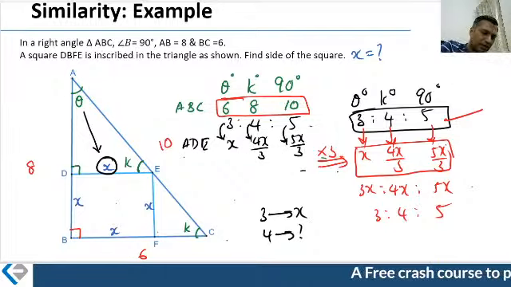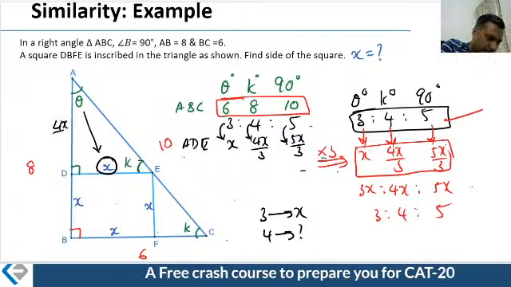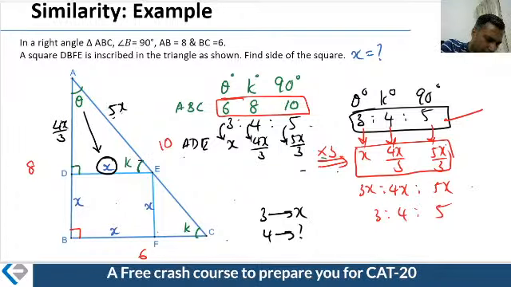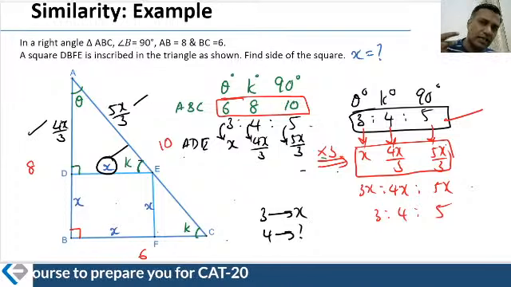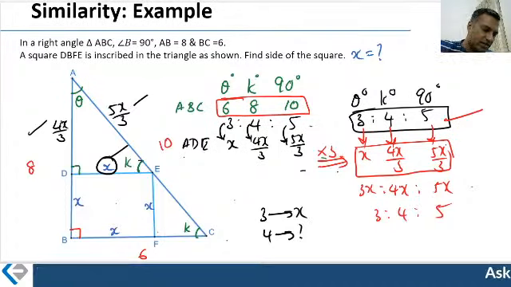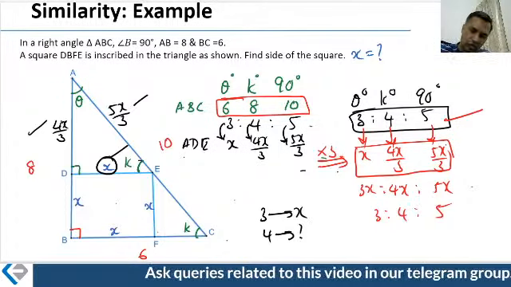Now, what is it I'm trying to say? This is 4x by 3. This is 5x by 3. If I were to represent this, it means I know one angle, I know one side called x. I can write the other sides also in terms of x. That's my point. Why? Because I understand the similarity. Because we understand the similarity, you know one, you can write the other ones.